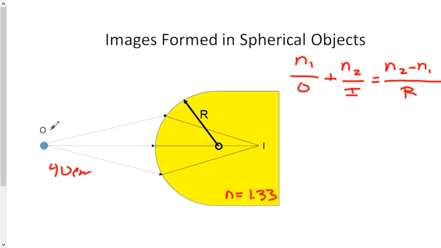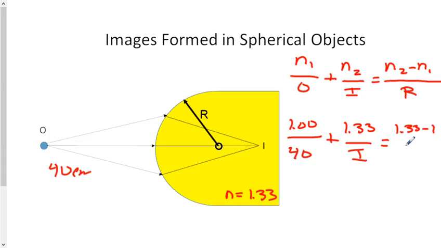Okay, so our object starts in air, so it's 1.00 divided by an object distance of 40 centimeters plus 1.33 divided by image distance, which we don't know, equals, now n2 is going to be inside, so 1.33 minus 1 divided by the radius of curvature. And let's say the radius of curvature is 5 centimeters.